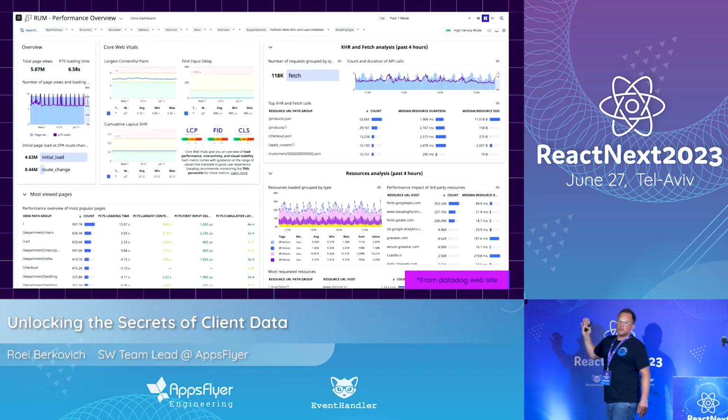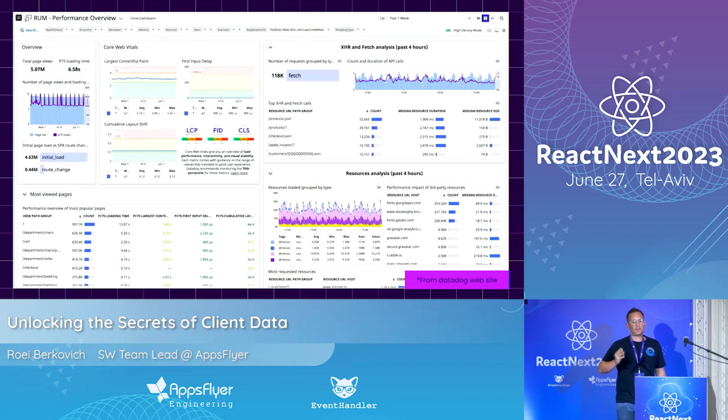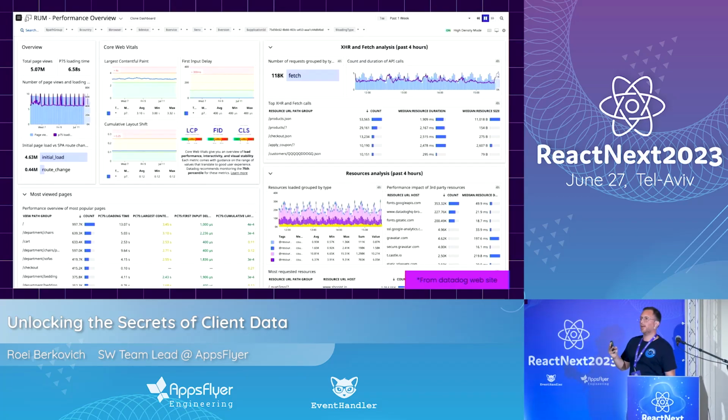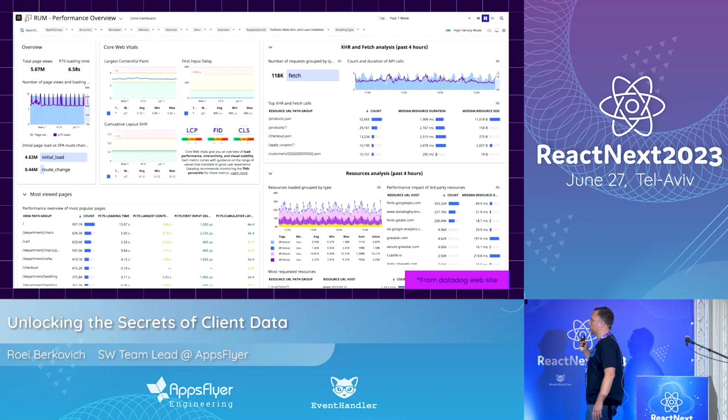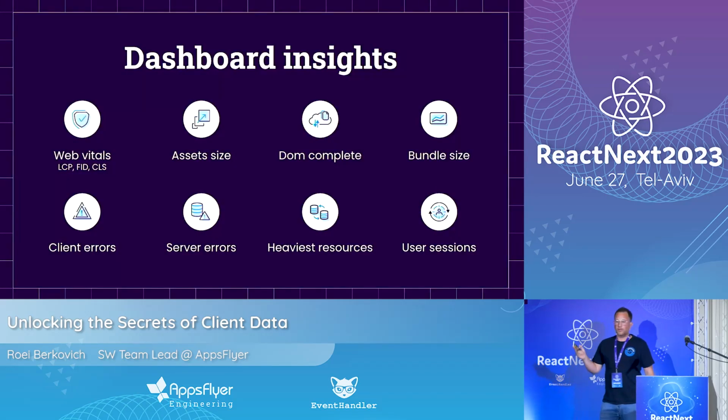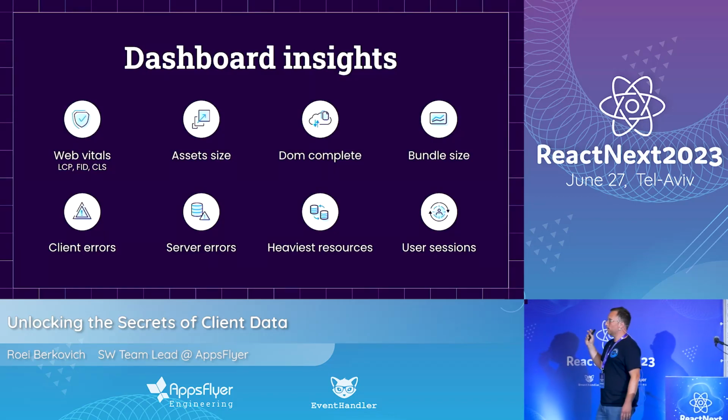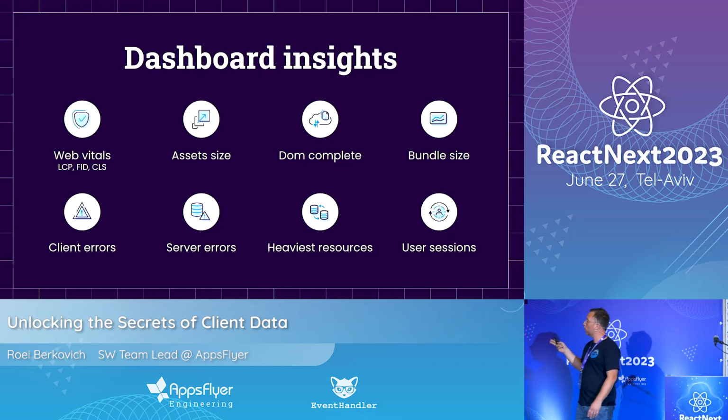This is DataDog's out-of-the-box dashboard. DataDog aggregates lots of data for us and shows it in a beautiful UI. Here you can see your network request analysis, you can see your most viewed pages, and much, much more. For example, you can see Google's recommendations for web vitals like first input delay, largest contentful paint, and more. You can see our asset sizes, how much time it takes them to complete.